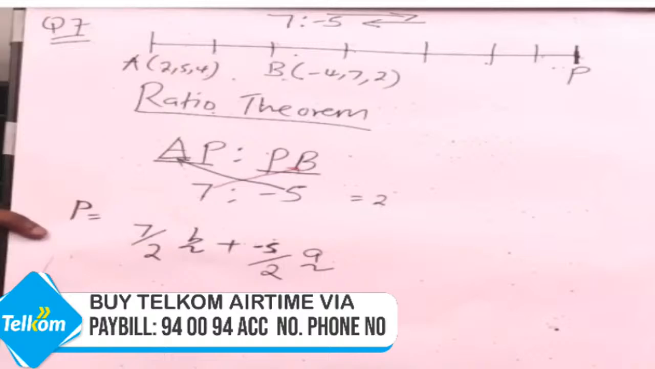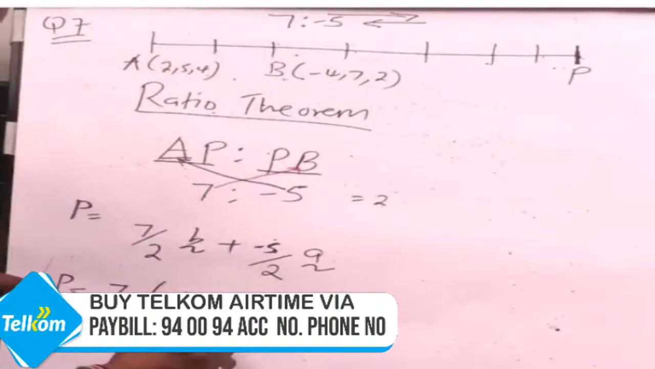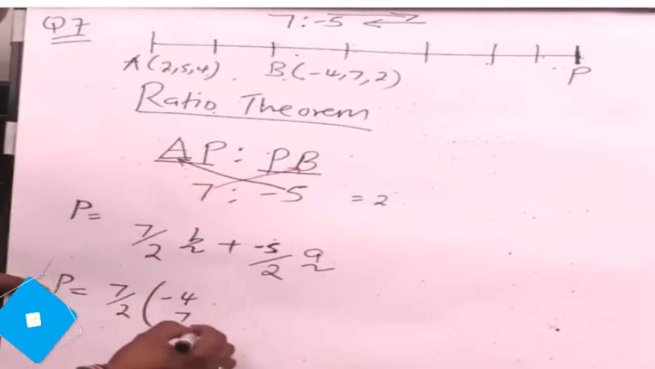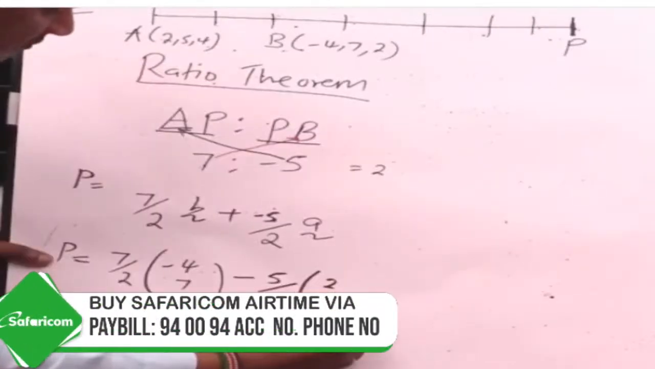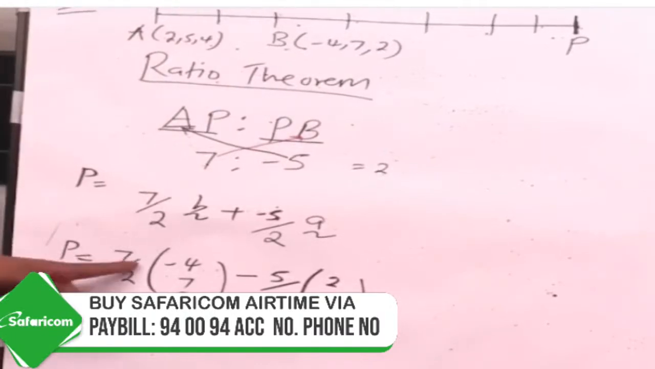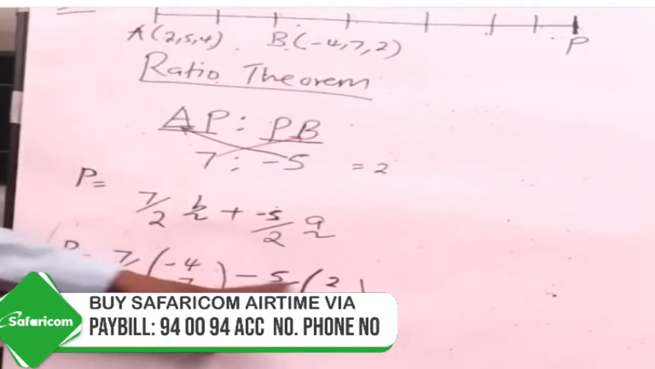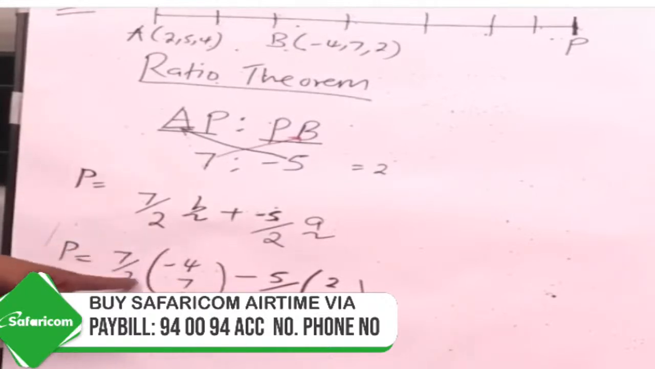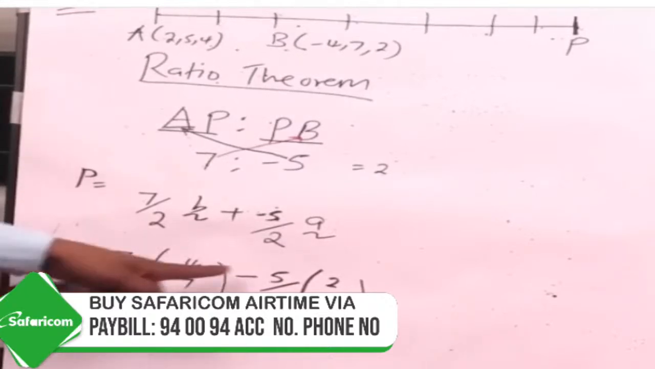Therefore, P equals 7 over 2 of B. What is B? The coordinates of B are minus 4, 7, 2, plus minus 5 over 2 of 2, 5, 4. So what is common in these two is a half, 7 over 2 and 5 over 2. Therefore, P is equal to a half. Then we solve what is in the bracket.